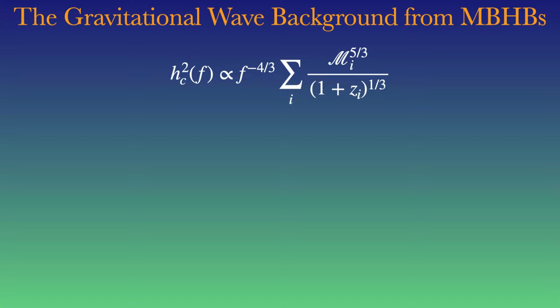So here, this is the only formula I'm going to show, so just bear with me. h is the strain of the gravitational wave background, or the loudness of the background that is emitted by the massive black hole binary population. And this is dependent on the frequency at which the gravitational waves are emitted, but it is also dependent on the properties of the individual massive black hole binaries that emit the gravitational waves. So in particular, the chirp mass.